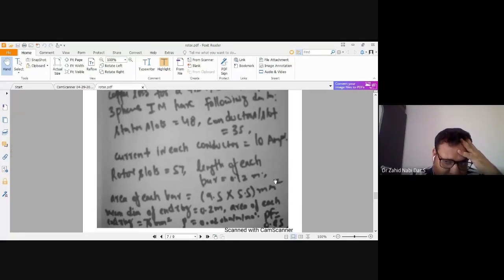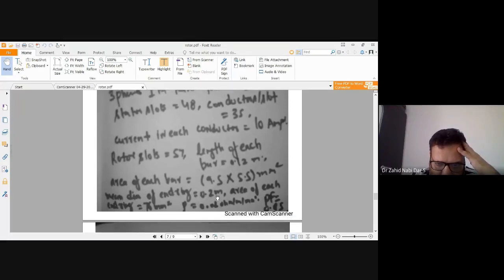Because if you are converting into meter, if all dimensions are in meter, no problem. Why you have to calculate it: R would be equal to rho L by A. So in the denominator this 10 power minus 6 will be there. If this 10 power minus 6 we take in the numerator, it will become 10 power 6. And the mean diameter of the end ring is 0.2 meters. So you are seeing here, whenever you are having the highest value, you try to convert in that value only, meter.